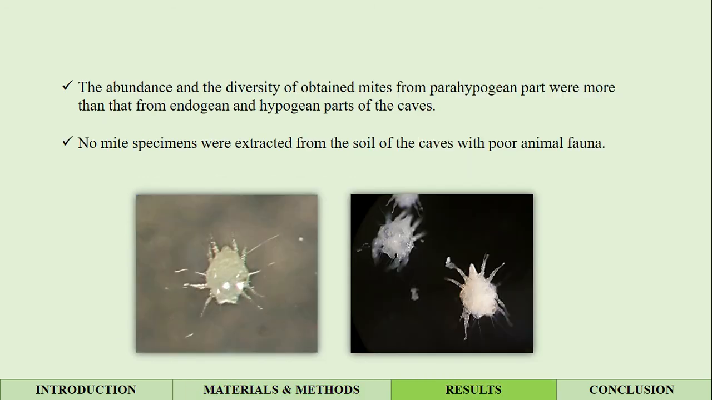After examining the samples extracted from the three parts of each cave, it was found that in most cases in this study, the abundance and the diversity of obtained mites from parahypogean parts were more than that from endogean and hypogean parts of the caves. It was also observed in some cases that no mite specimens were extracted from the soil of the caves with poor animal fauna.